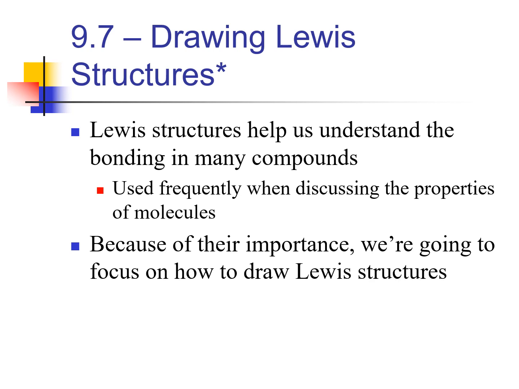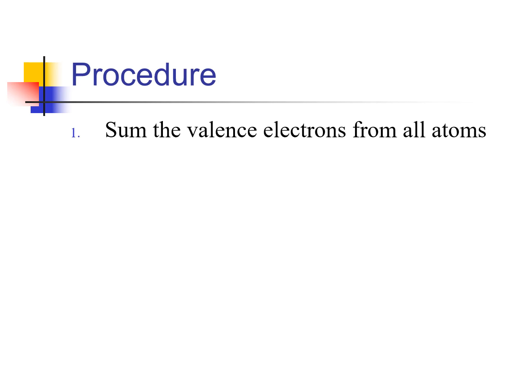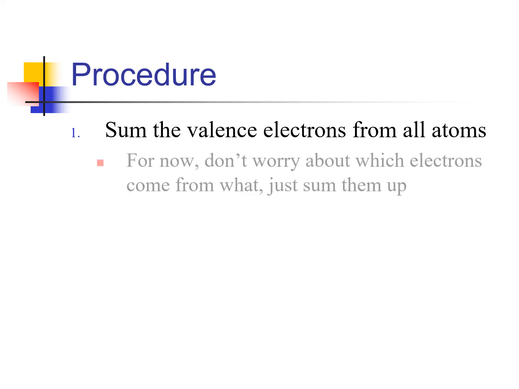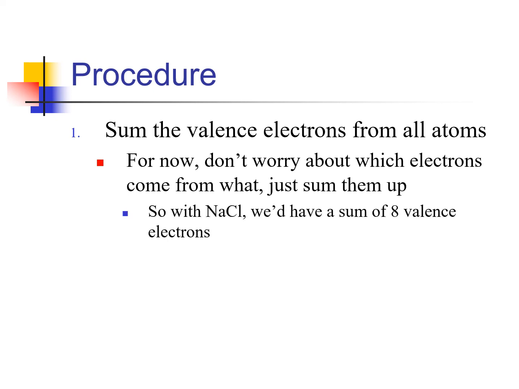Now, because this is important, we're going to focus on how to draw them. It is a very step-by-step process. We're going to go through this. This is how I will always show you how to do Lewis structures, and we'll do some practice with them. So the procedure: 1, take all the atoms in the molecule and add up all their valence electrons so you get a total. Again, we don't care what electrons come from what atom, just add them all up. Like if I was doing NaCl, we'd add up to 8 electrons because sodium has 1, chlorine has 7. 7 plus 1 is 8.